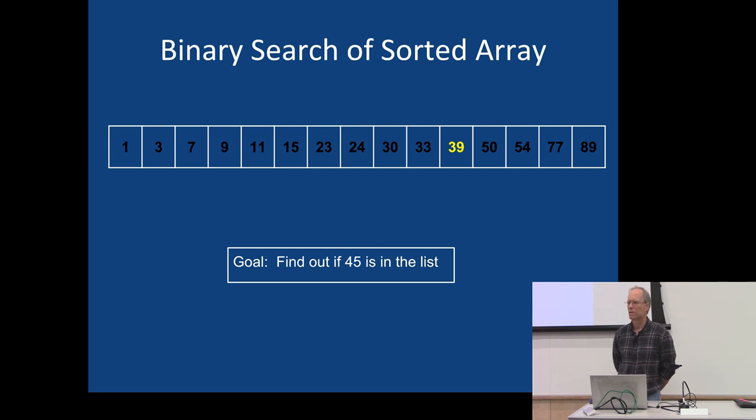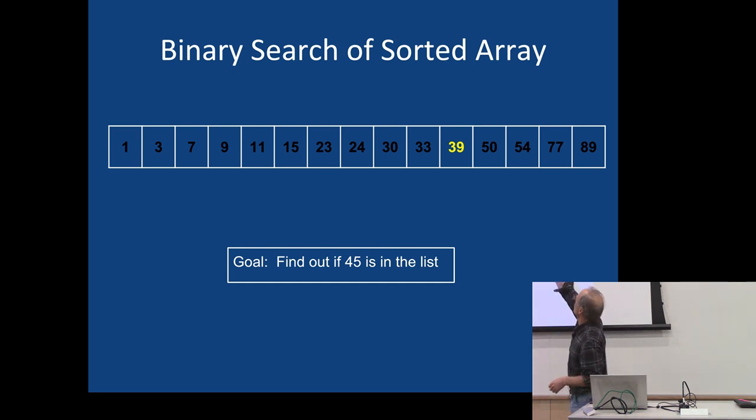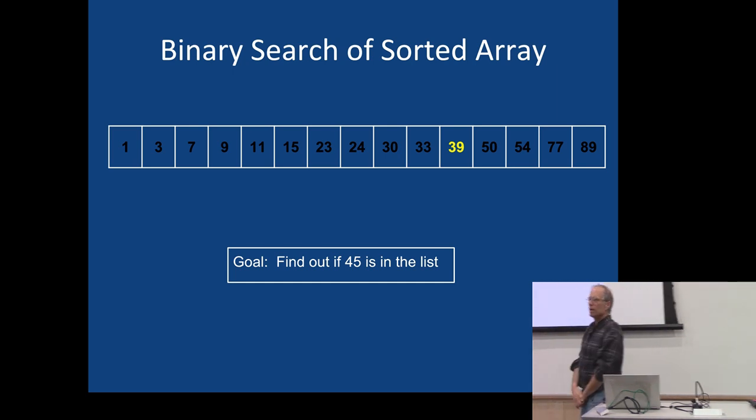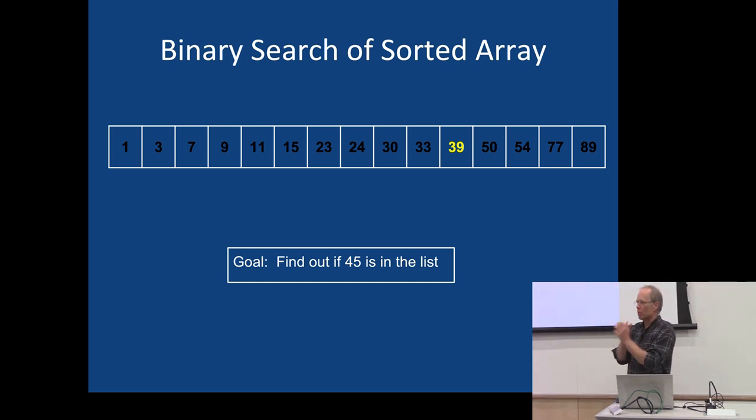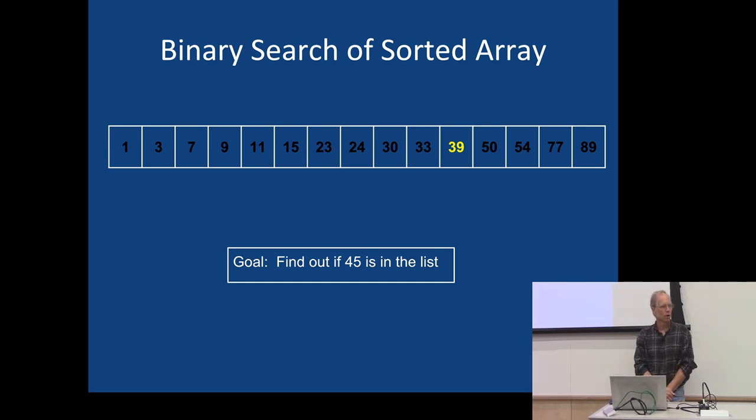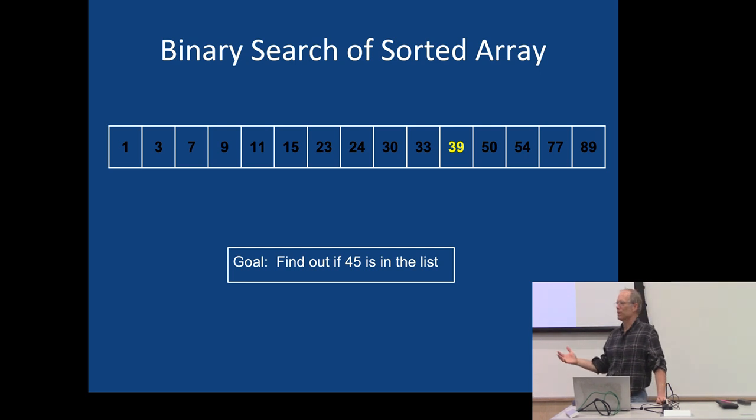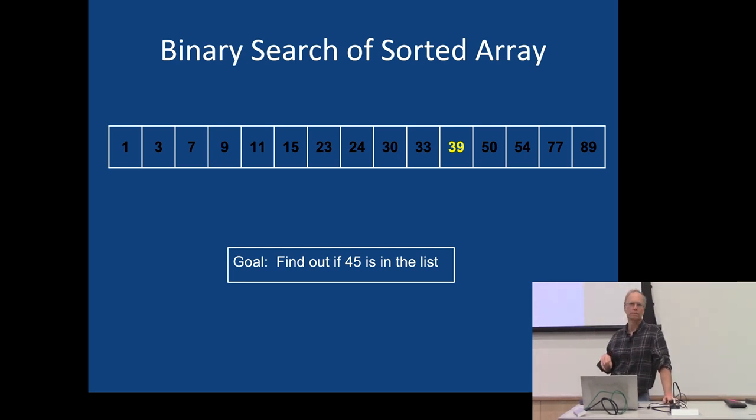Right, one spot. So when you home in on a single element that's not the right one, if the element you're looking for is bigger than the one you're looking at, the yellow element, we stick the 45 in between the 39 and the 50. If the thing we're looking for is smaller than the 39, we put it just to the left. So this not only tells you whether something is in the array, it tells you where it ought to go, which is kind of nice.